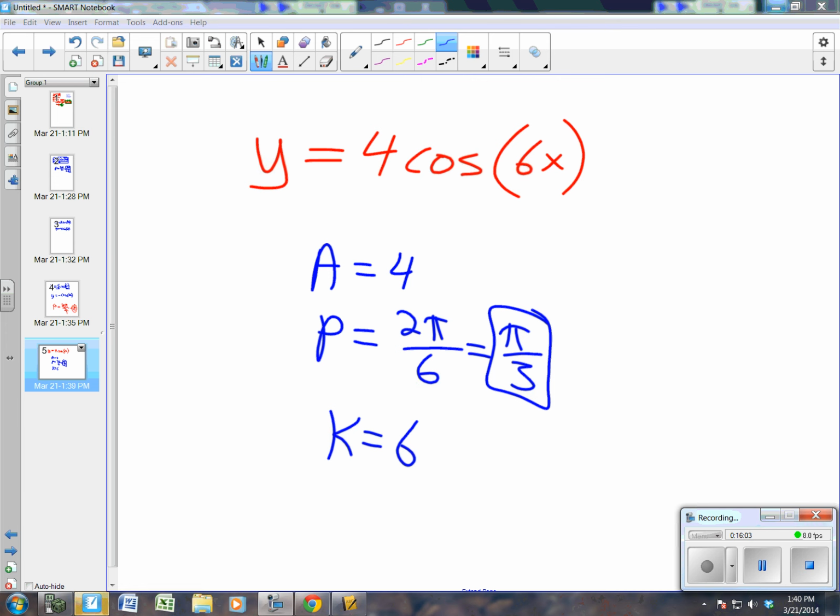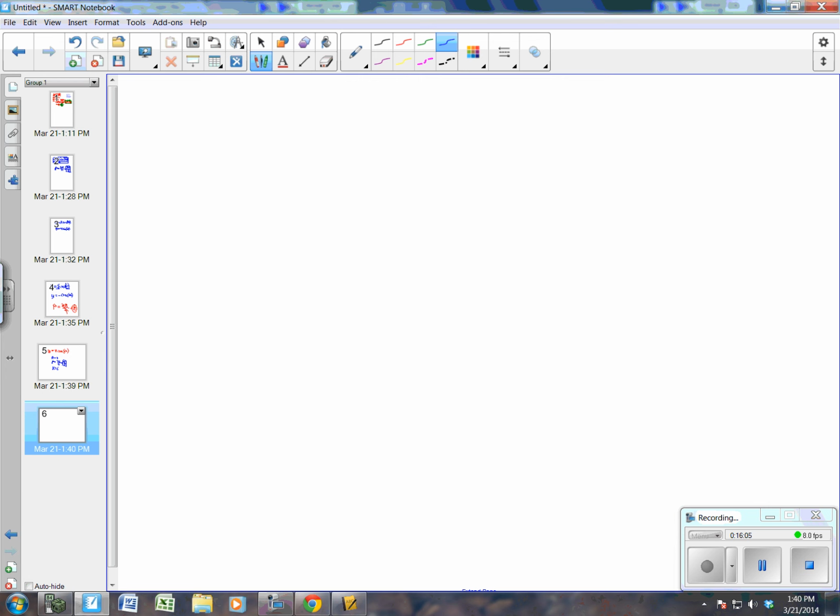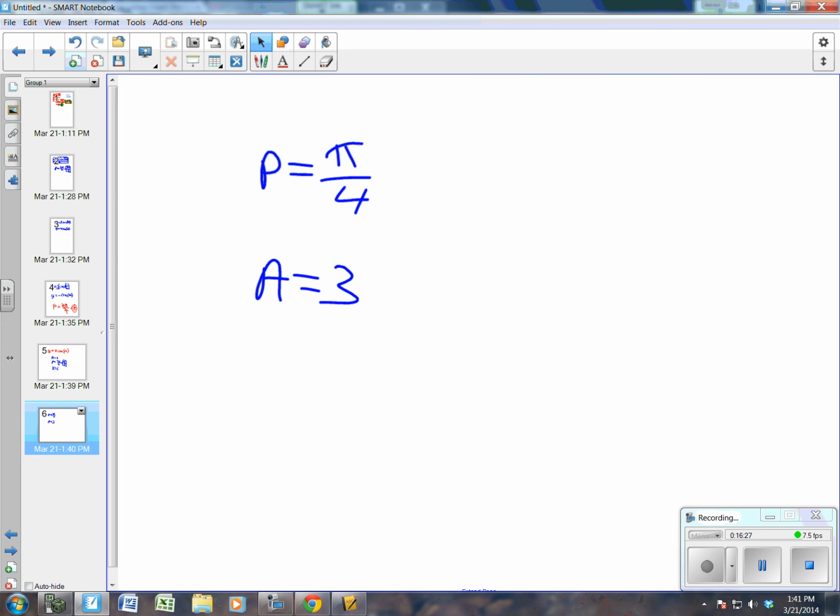Okay, on your assignment, you're going to have problems like this. It's going to say the period is equal to, let's say, pi fourths. The period is pi fourths, and the amplitude is 3. And they're going to say, write an equation that has those two things. Okay? So, see if you can do that.